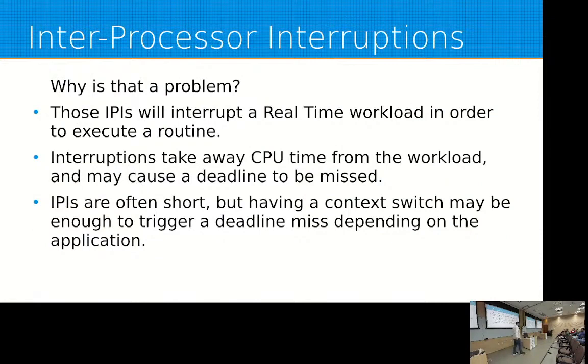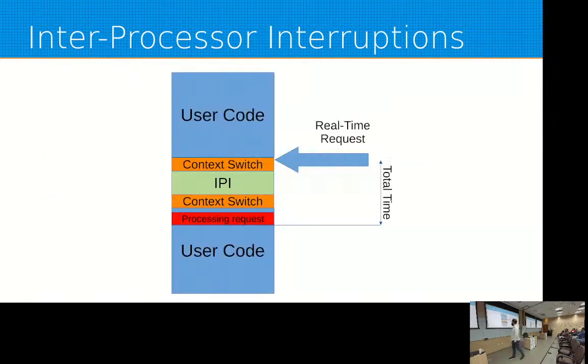Well, why is this a problem for real time? These APIs will schedule out your real-time workload and take time, and we don't want that. So you have an inter-process interruption here. It will have a context switch. You run your API, and then you have another context switch. So let's suppose that you have your real-time request here. It will take this much time to process that. It could take just this much time if you don't have this API here. But of course, some of them are non-negotiable.